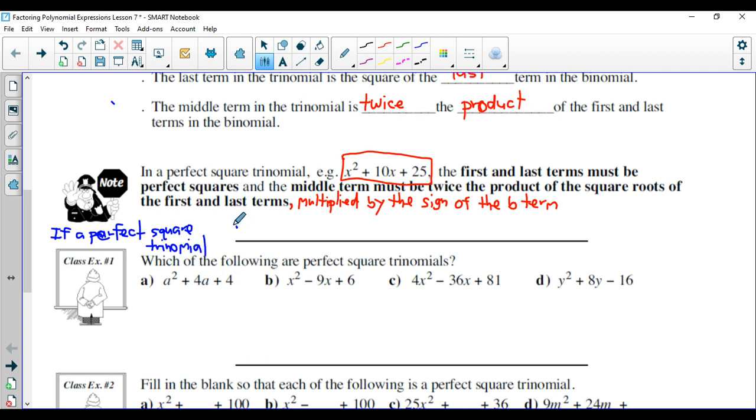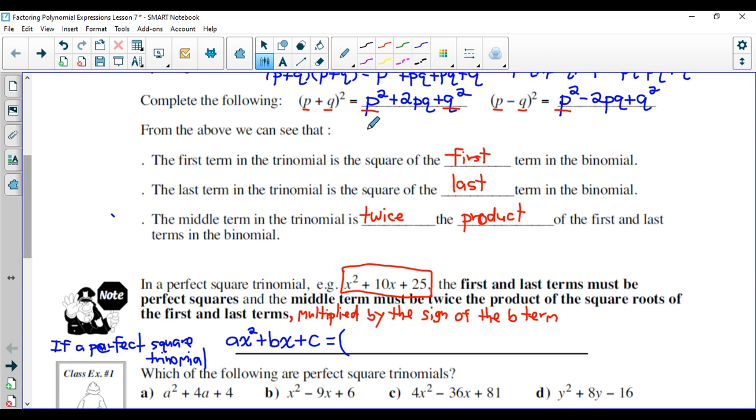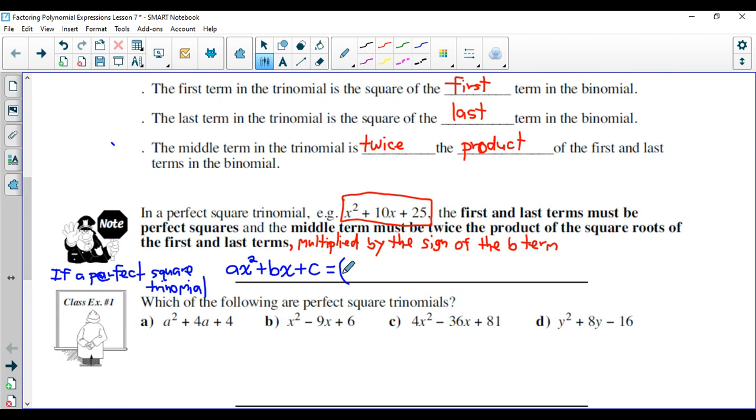if your perfect square trinomial is in the form ax squared plus bx plus c, I want to write down the two factors. So if we go back up here, the first number in the binomial is actually going to be the square root of the first term in the trinomial. So what I would write here is the square root of a times x plus, or sorry, plus the square root of c.